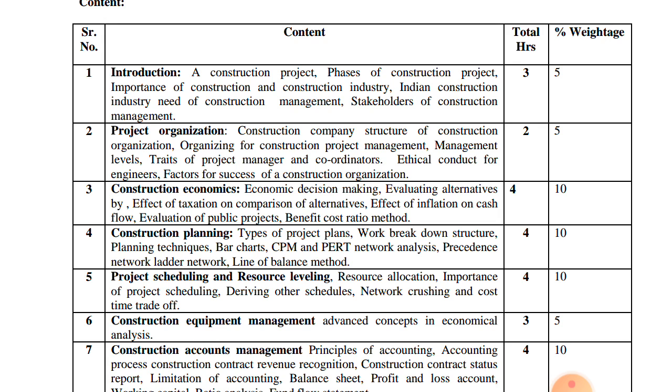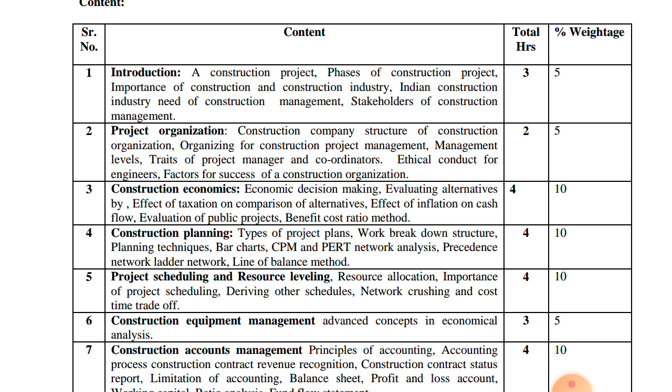Now we discuss chapter number 4, construction planning. Here is a most important and very effective chapter. In this chapter we discuss the types of project plans, work breakdown structure, planning techniques, bar chart, CPM and PERT network analysis, precedence network, ladder network, and line of balance method. So construction planning is the most important chapter in this subject.